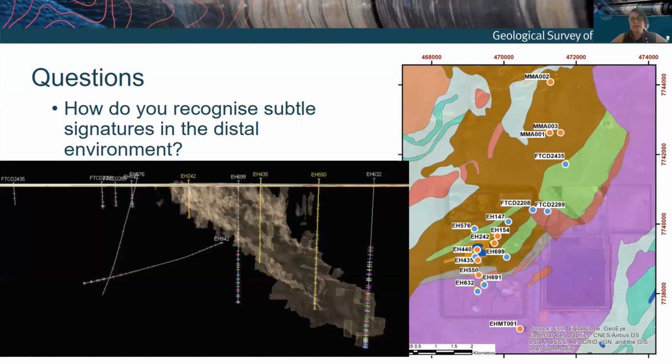Another question was, how do you recognise subtle signatures in the distal environment? One of the things that we struggled with was how many samples do you need? What spacing do you need between samples? And how do you know that you've got good coverage? I think we're getting there, but I feel like you could do this sort of work forever.